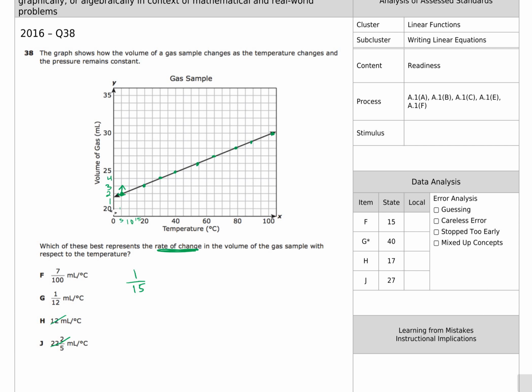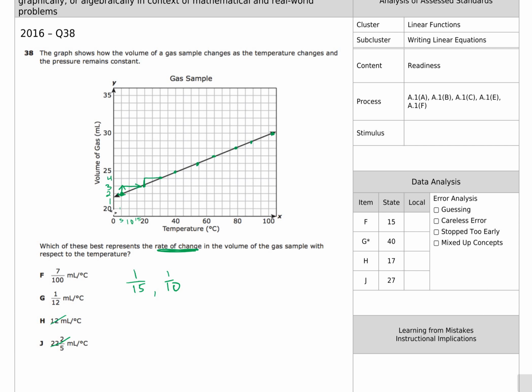Maybe 7/10, but it's looking kind of like G would be our best answer. But let's try another one of these. Went up 1 over 10. That'll be 1 over 10.